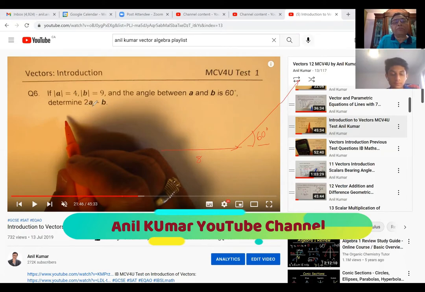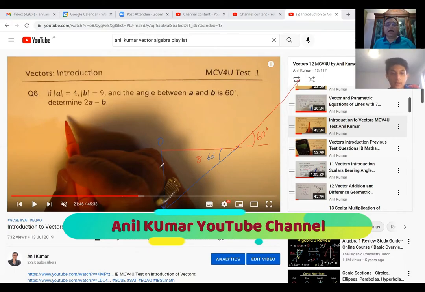But we have to do 2A minus B, right? The angle between A and B is 60 degrees. So when you do minus, you have to draw this in the opposite direction. You get the idea? Yes, sir. So this angle in between becomes 60 degrees, correct? Correct. And therefore, the result, 2A minus B, will be like this. Starting with O, that line will be 2A minus B.